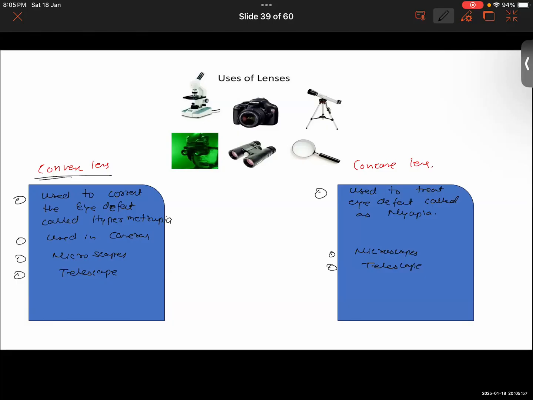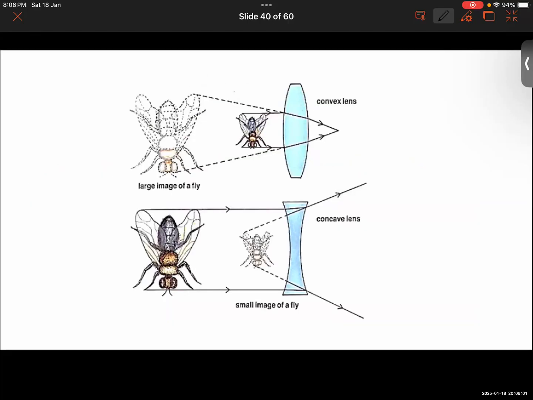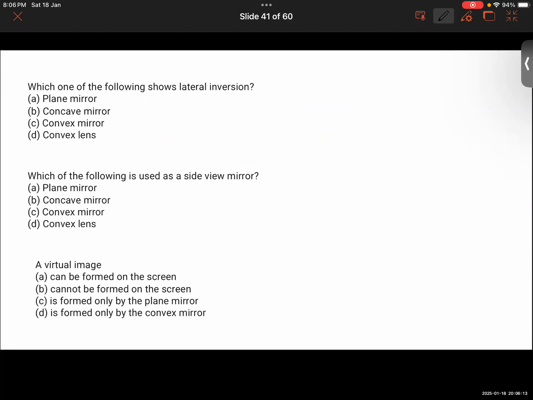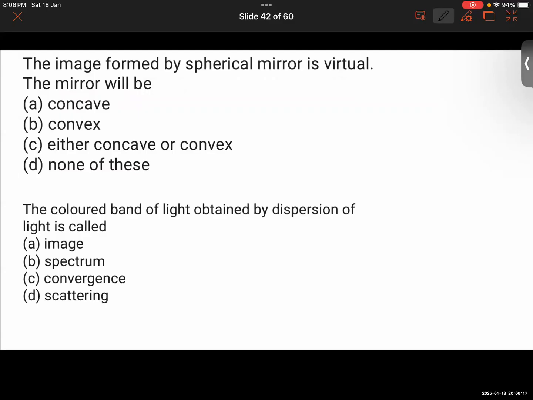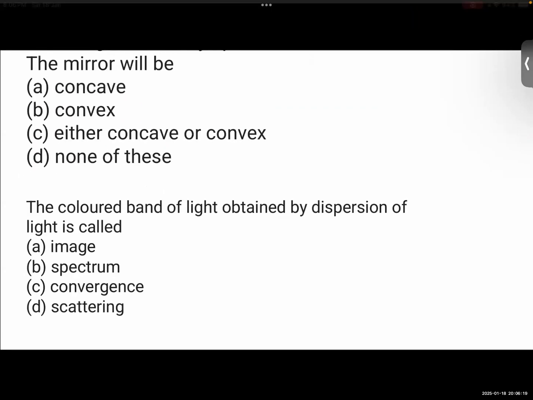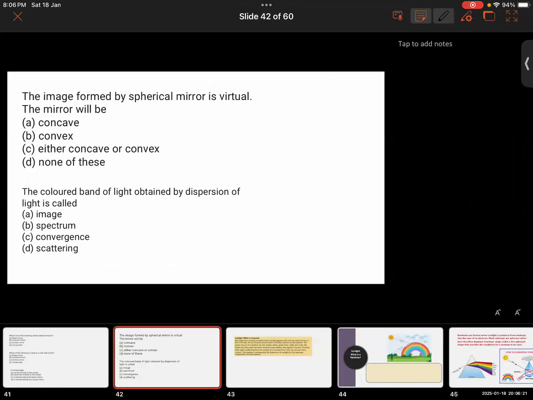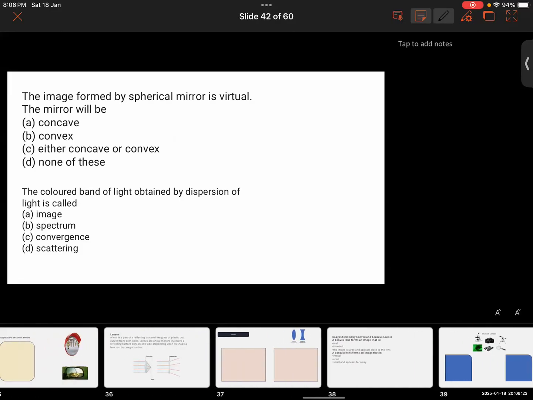Hope you guys have understood this much so far. Any questions? Also take a look at this convex lens and the concave lens, like how the images are being formed. Now let's get done with some of the questions, and then we will continue with the next topic. So far we are done with the topic of lenses and mirrors as well.